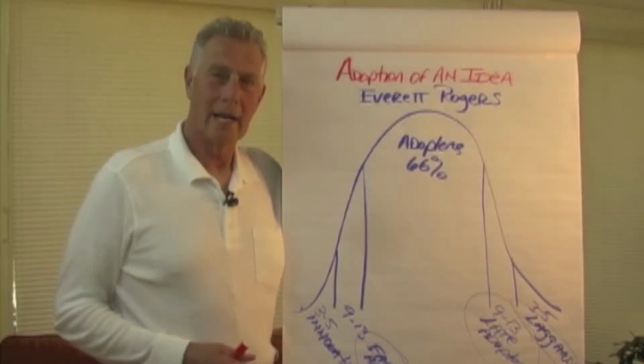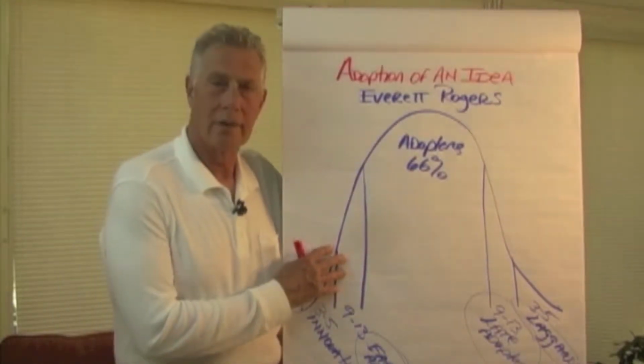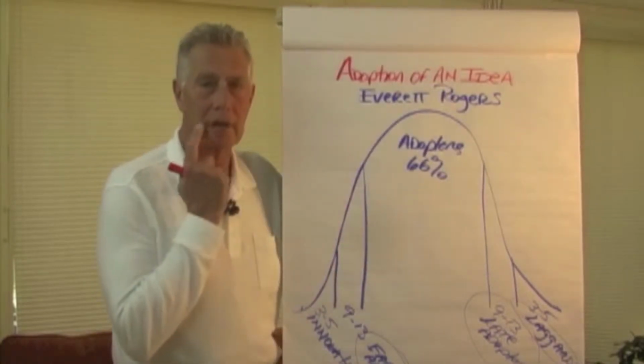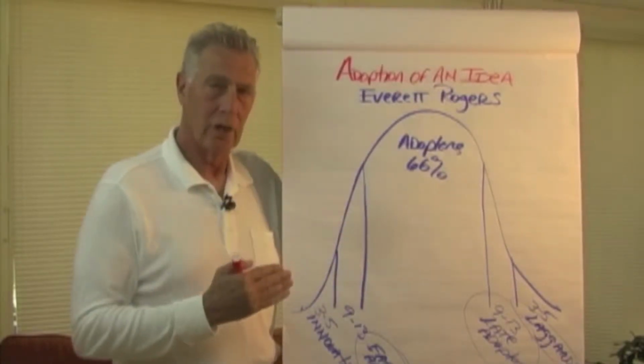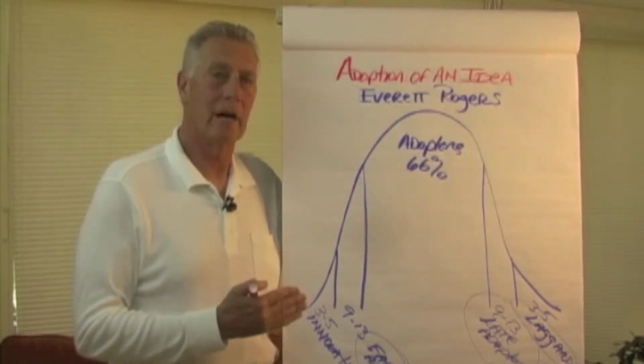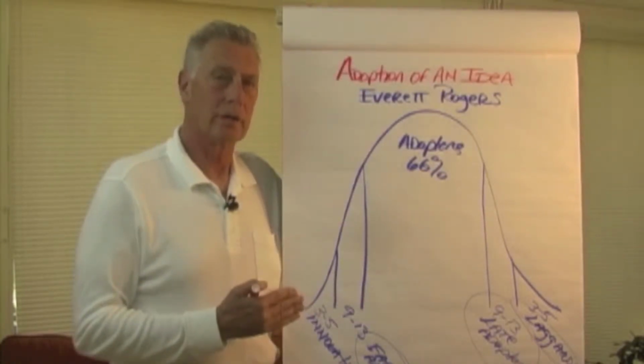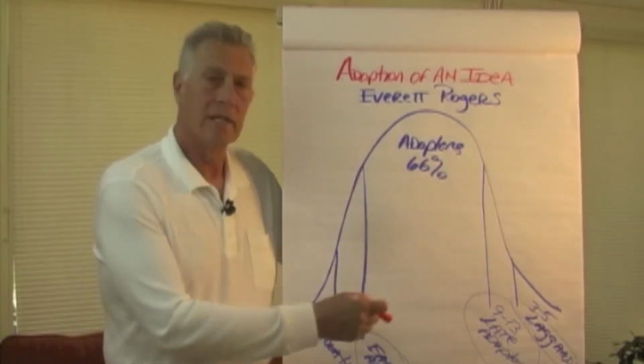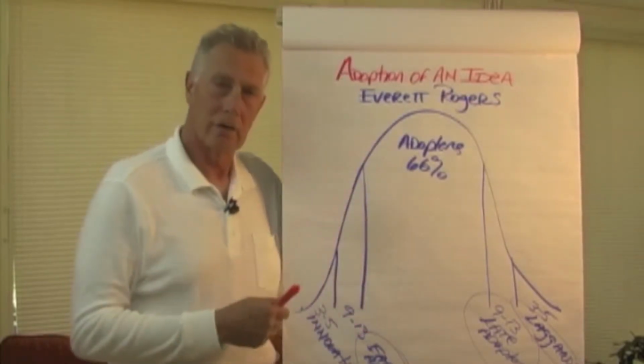Okay, welcome back. I would like to continue on with this conversation about adoption of an idea and share with you the actual tool and process that you can use to identify your key stakeholders in your community based on this theory from Everett Rogers.